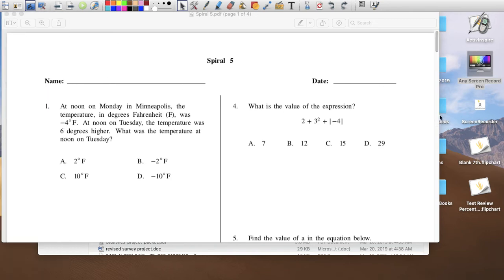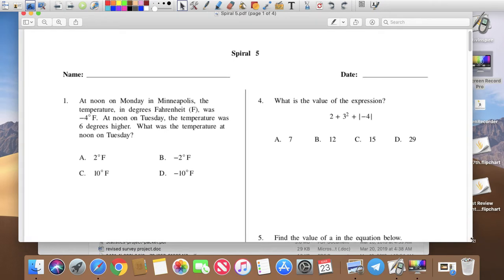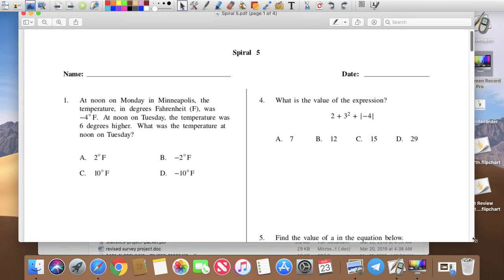So it's part 5, and get used to these. A lot more coming your way. You can thank the New York State test for that. Don't blame me. All right, so they're all multiple choice. A big part of your test is multiple choice, so might as well get used to it.